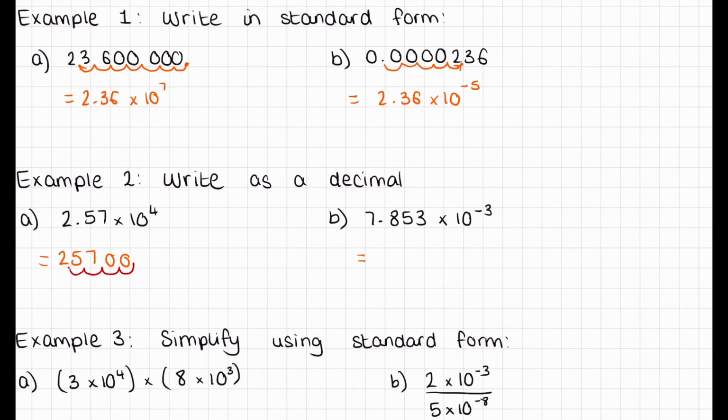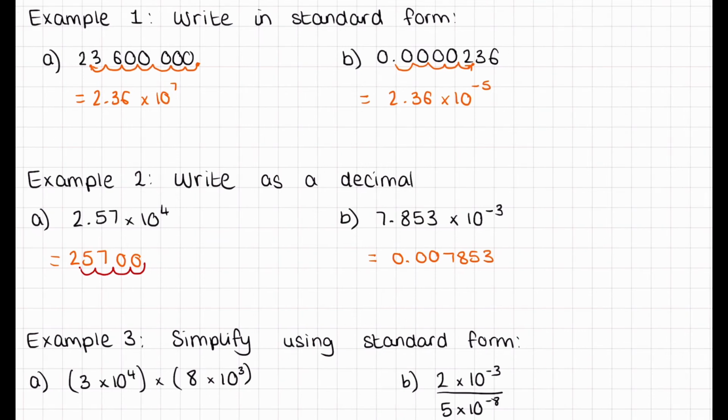B, 7.853 times 10 to the power -3. So this means the number's getting smaller. Really quick way to do this is -3, which means we need 3 zeros. So we're going to have 0.00, 3 zeros, and then we can just write all the numbers that we can see.